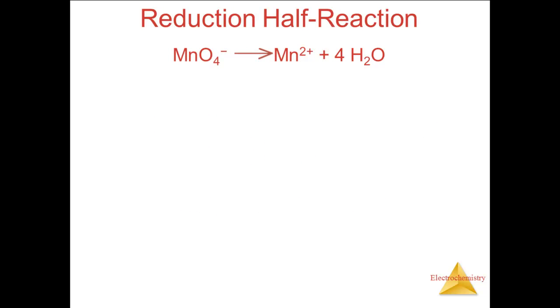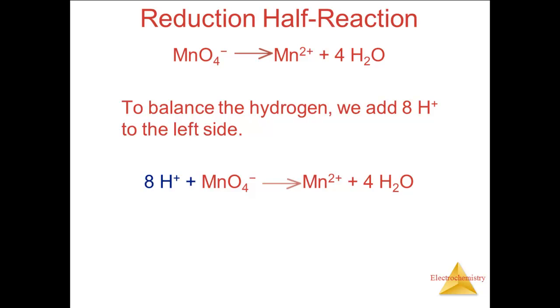There are now 8 hydrogen atoms in the products and none in the reactants. So to balance the hydrogen atoms, we add 8 H+ to the reactants.